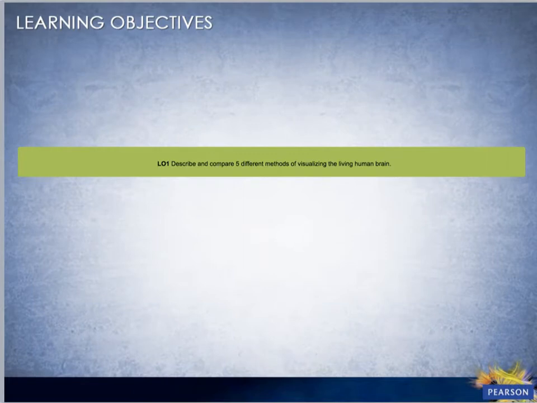In this module, we will look at 5 different methods that are used to visualize the living human brain. In subsequent modules, we will look at more invasive procedures that are also done with the living human brain, but in some cases posthumously.